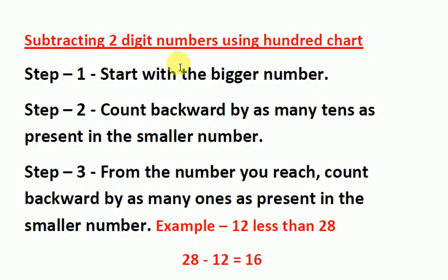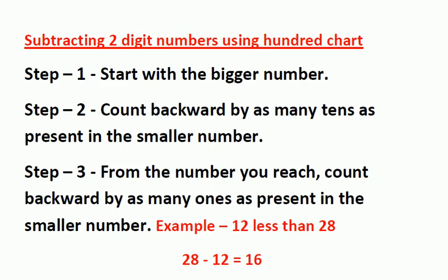Subtracting two-digit numbers using 100 chart. Again, there are 3 steps. The steps are same as we have done before. Starting with a bigger number, but since it is subtraction, we have to count backwards. Count backwards by as many tens as present in the smaller number. First you have to count backwards by number of tens, then you have to count backwards by number of ones.